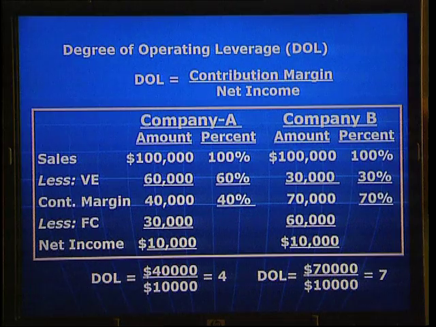Now let us see how the degree of operating leverage is calculated. The degree of operating leverage is a ratio of contribution margin and net income. Students, you must always remember that degree of operating leverage is a multiplier, so it must always be expressed in a digit or whole number. It is not expressed in a percentage form.